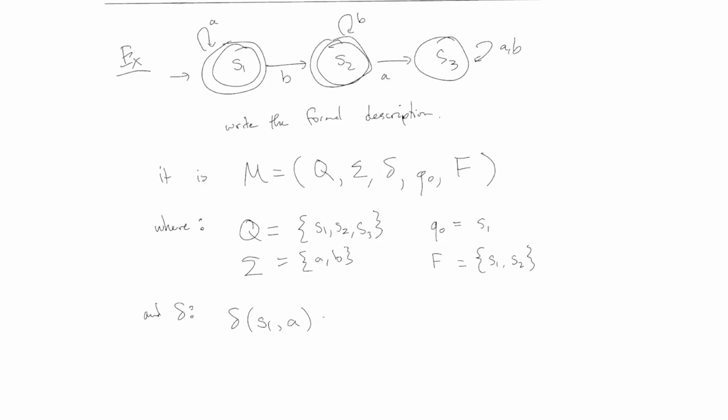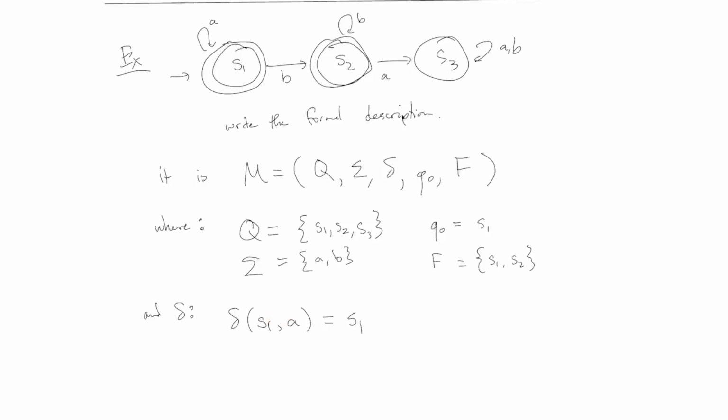For example, the first value of delta is, what is delta of S1 and A? And the meaning of this is, delta is supposed to represent, if I'm in this state and I see this letter, what state do I go to next? And the answer is S1 in this case. So this arrow right here corresponds to this one particular value of the transition function, delta.